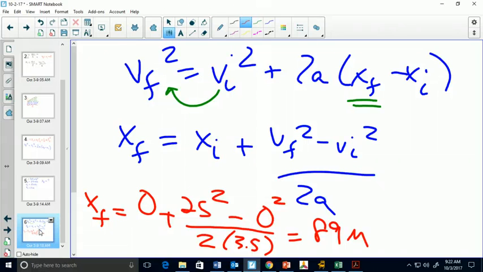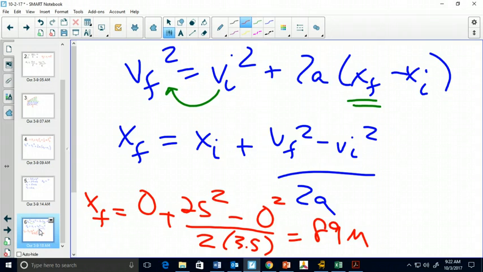Yes, ma'am? Nope, that's fine. If they had given it, I don't think they even told us what direction is positive. If they would have said that east was positive, for example, sure, 89 meters east would be great. But since they didn't, we'll just make sure we have our positive and negative correct. Are you with me, my friends?